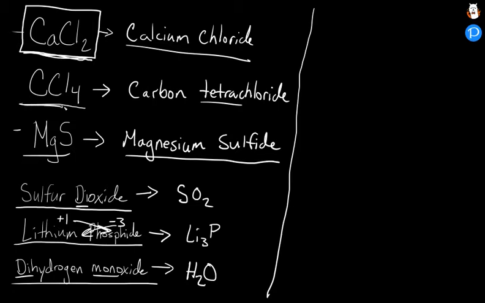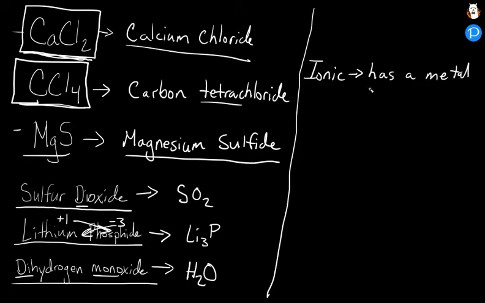If it does not have a metal, so if I look at CCl4 here, I've got carbon, which is a nonmetal. I've got chlorine, which is also a nonmetal. There's no metals in that, so I know that it has to be covalent. That's the surefire way to figure out if the compound is either ionic or covalent. So if I come over here, let's write these down. Ionic has a metal in it.